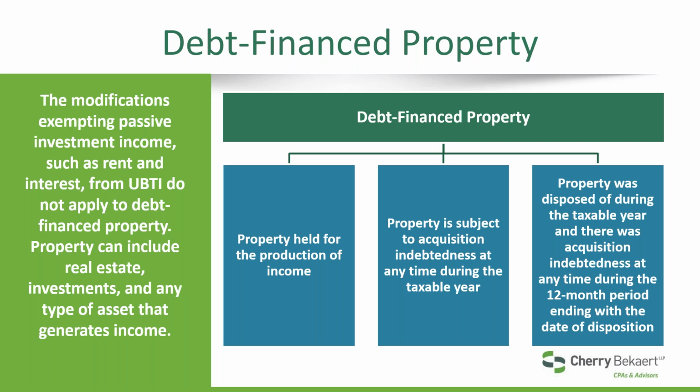Now, let's say you don't meet that because there was no debt at any time during the year, but there was debt within a 12-month period prior to the disposition of the property, then that is another way that you will meet the debt financed property definition. So if the property is sold and you have capital gain from it during the year, and there was debt at some time in the past 12 months prior to sale, then it will be deemed debt financed property for purposes of calculating UBTI from the sale.